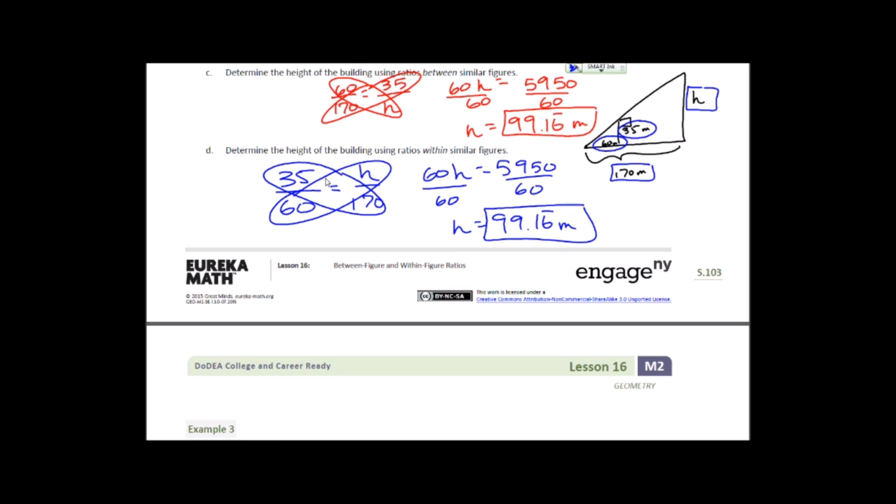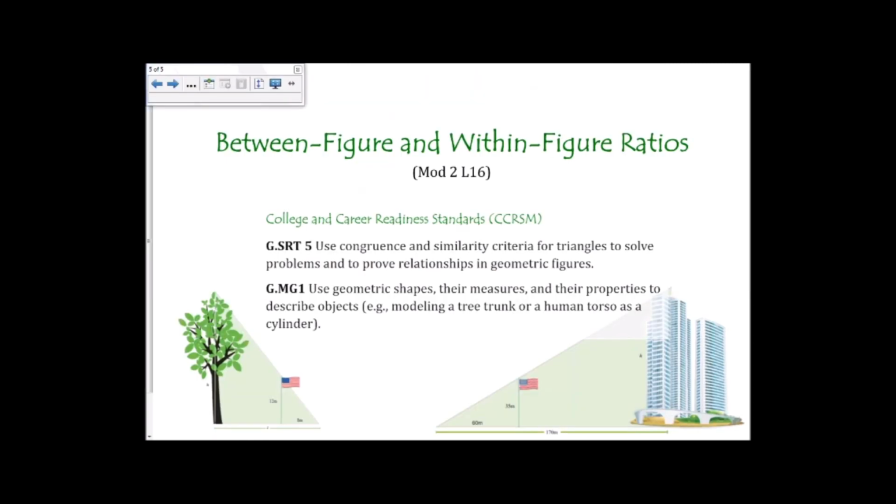Now, the point of this question to me is not what is the height of the building, but being able to do this in multiple ways. I'm hoping that you can see how to use between figure ratios and within figure ratios, and that you can use either one to solve problems. This video was about using between figure ratios and within figure ratios to solve problems with similar triangles.